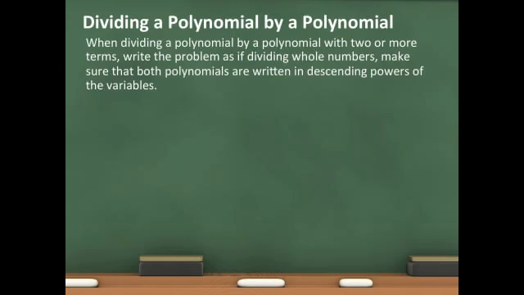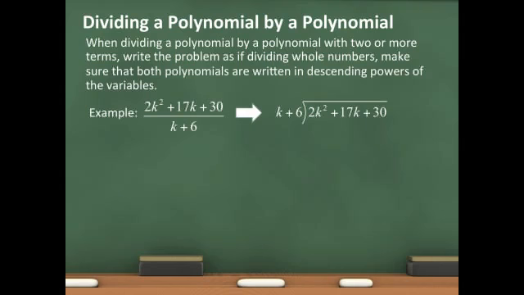When dividing a polynomial by another polynomial with 2 or more terms, we need to rewrite the problem as if we were dividing whole numbers, making sure that both polynomials are written in descending powers of the variables. Let's look at an example. Here we have the polynomial 2k squared plus 17k plus 30 being divided by the binomial k plus 6.